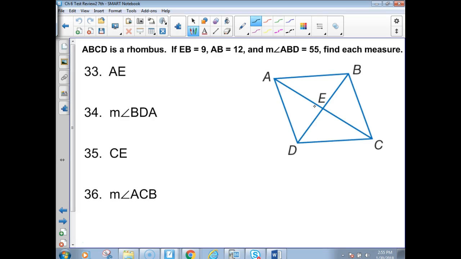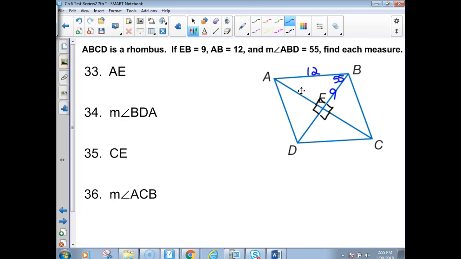ABCD is a rhombus. What do we know about a rhombus? Diagonals are what? You should know that like lightning, okay? Diagonals are perpendicular. Okay, I know I've got some right triangles here. So let's see what they're telling me. They're saying if EB is 9, that's here, AB is 12, angle ABD, that's here, is 55. Find each measure. So I went ahead and put everything they gave me on the figure.